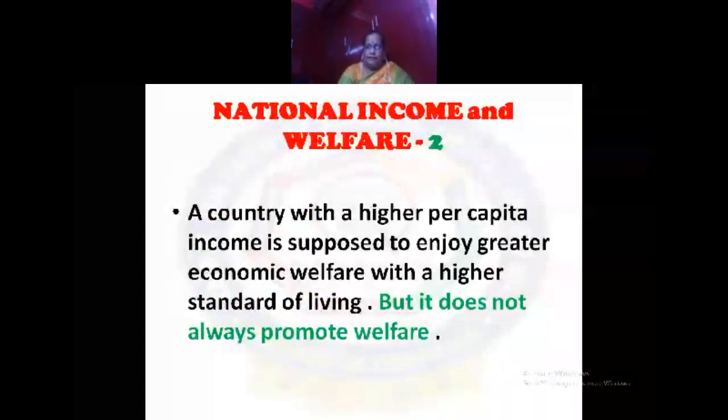National income and welfare. National income welfare is considered as an indicator of economic well-being of a country. The economic progress of the countries is measured in terms of their GDP per capita and their annual growth rate. So, in short, a country with a higher per capita income is supposed to enjoy greater economic welfare with a high standard of living, but it does not always promote welfare. That is very, very important, which we have to see.